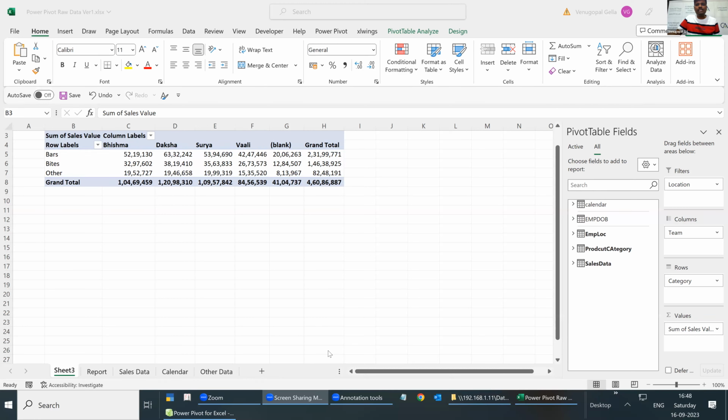Let me see if Tarun is available. Tarun, can you go to the Power Query and show the DAX functions? Sir. Yeah. Okay. Can you share your screen? Okay, sir. Okay.